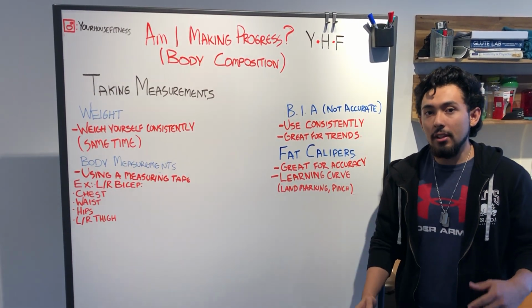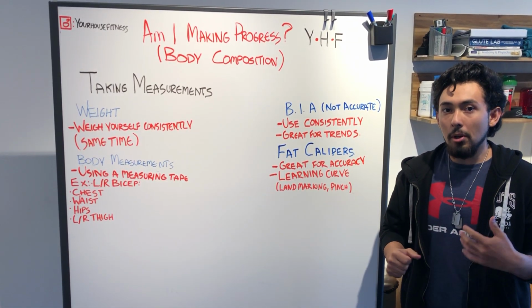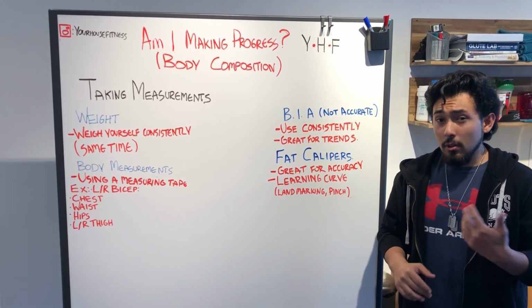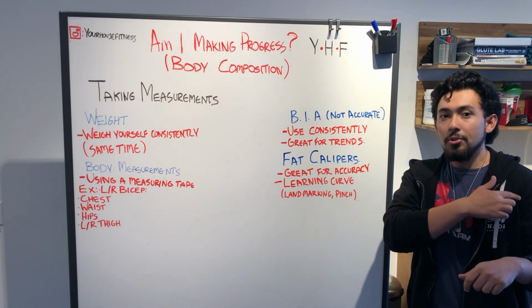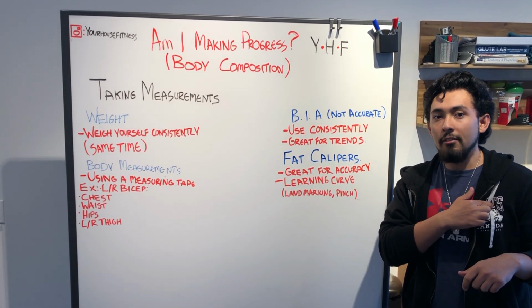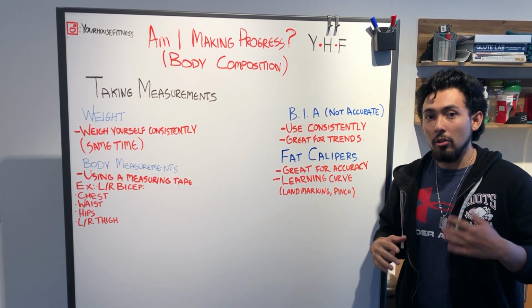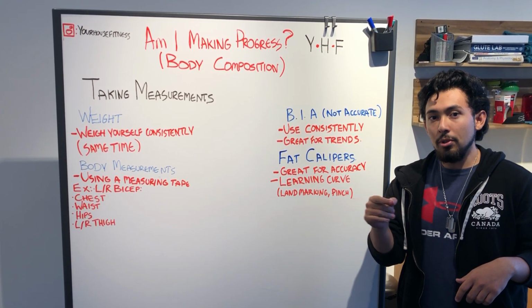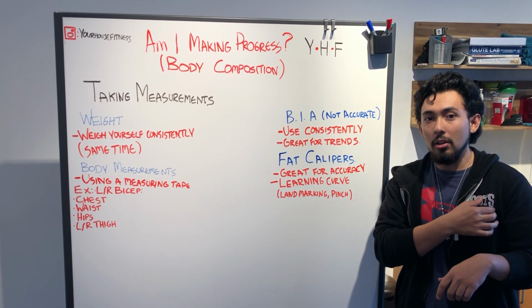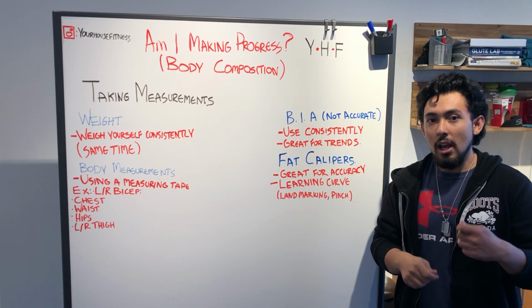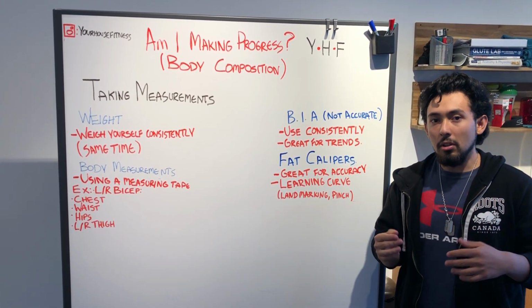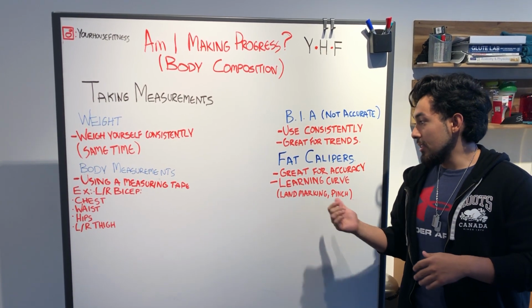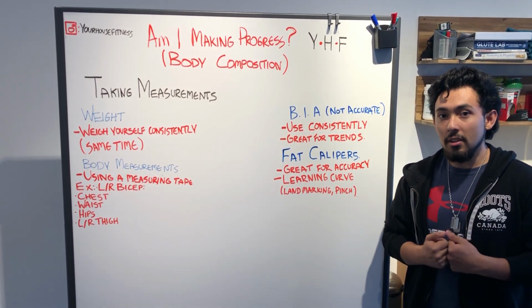So we're going to say fat calipers next. These are great for accuracy. They're a little bit more pricey, probably run you a couple hundred dollars. And there's also a little bit of a learning curve to them when it comes to landmarking. By landmarking, I mean measuring at the exact same spot every single time. It takes a little bit of learning to do so. And also the pinch when you take the fat caliper. Some people might grab a little too shallow and a little too deep, and it might change from time to time, which may screw your results a little bit. But that's the only little bit of learning curve that there is. Otherwise, it's pretty accurate if you can get very consistent with it.